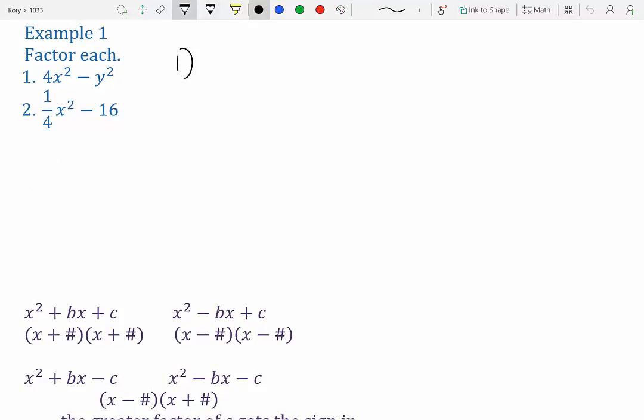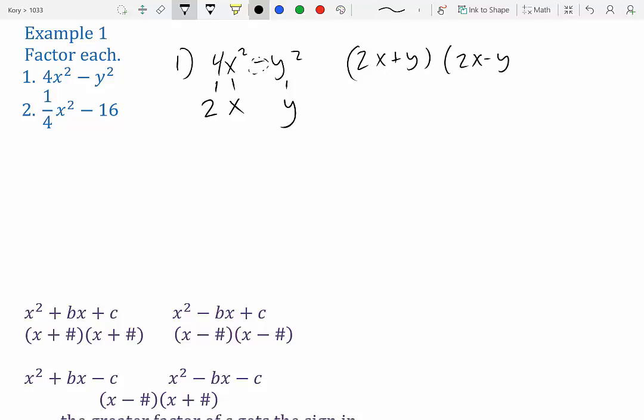So number 1, we have 4x squared minus y squared. Let's take the square root of each term. So the square root of 4 is 2, the square root of x squared is x, and the square root of y squared is y. So they're all perfect squares. That's good. And it has a difference. So we're good there. Now we want to combine them together with a plus and a minus. So we have 2x plus y and 2x minus y.